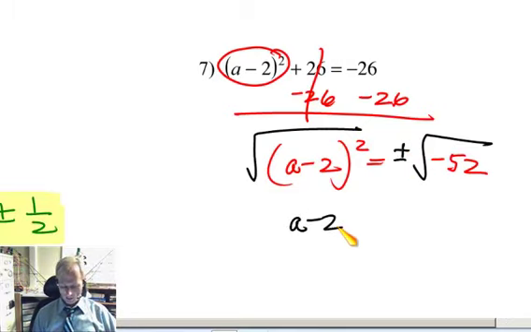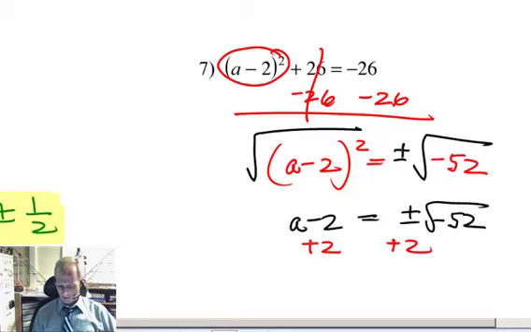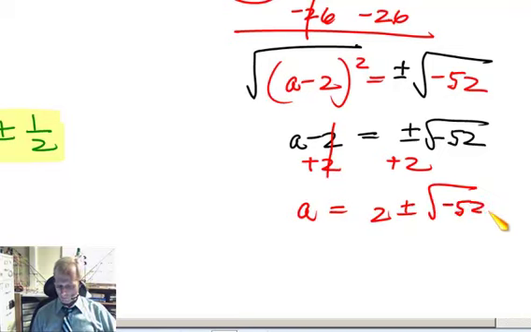So when I do that, I'm left with a minus 2 on the left and plus or minus the square root of negative 52 on the right. And then I'm going to add 2 to both sides. And that's going to be a equals 2 plus or minus the square root of negative 52.